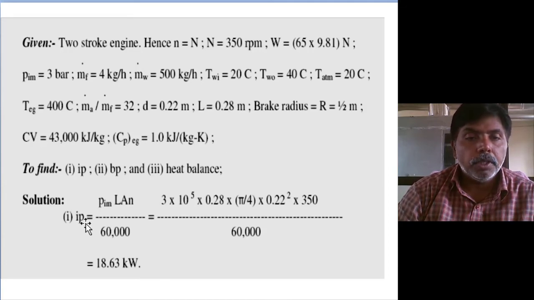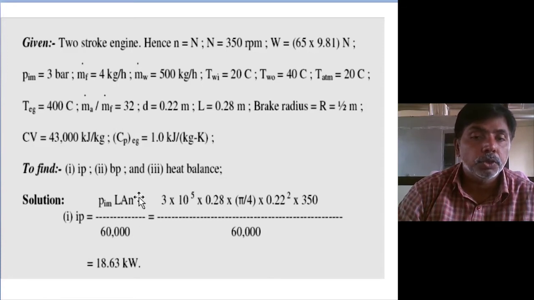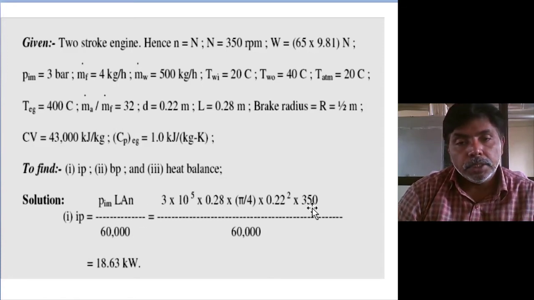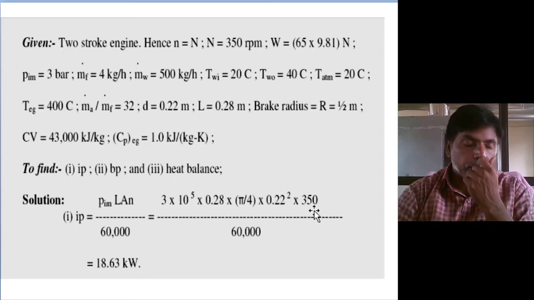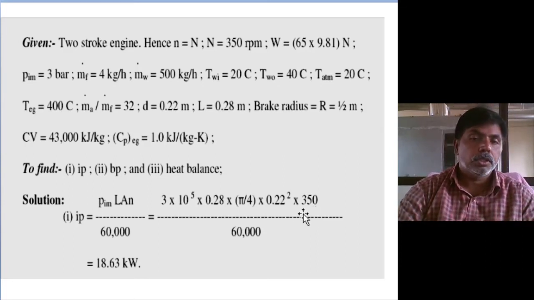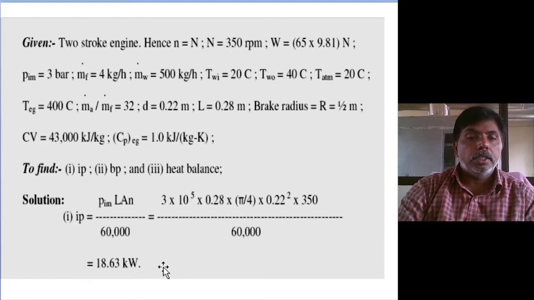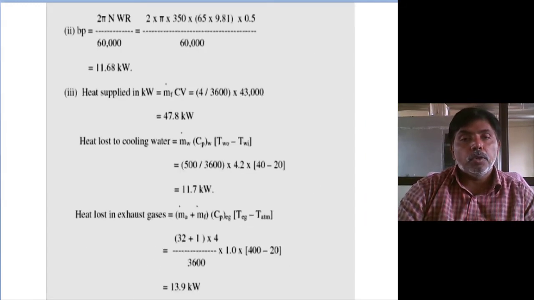Then indicated power is p l a n by 60,000. The number of cylinders is not mentioned, so we will assume single cylinder. The speed is 350 RPM. For a 2 stroke engine, number of RPM equals number of power strokes. Same, we substitute and determine the indicated power, that is 18.63 kilowatt.